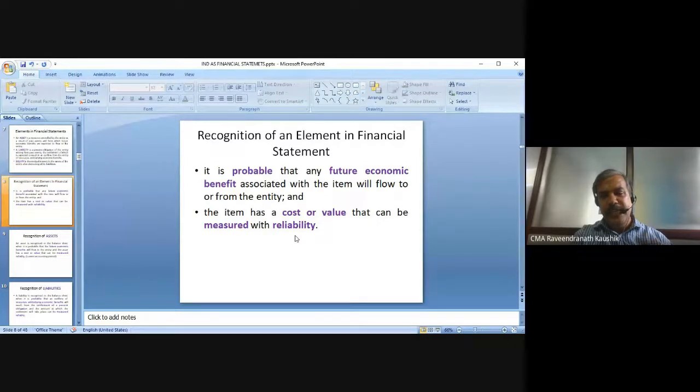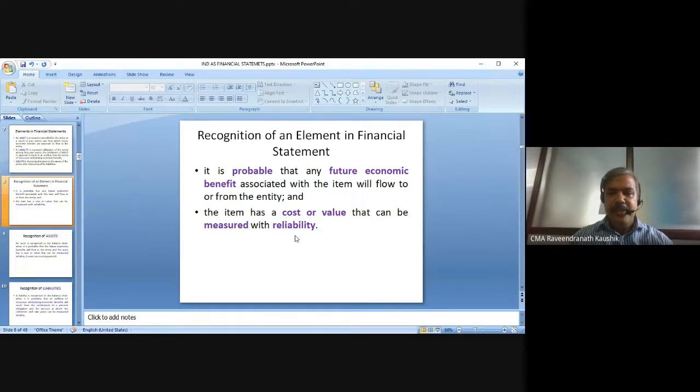Anything you need to recognize should be measured with reliability. That's what they're telling. Reliability means something within an arm's length transaction. If anyone tomorrow asks you how you measured this, there should be some justification from your side that the process you followed doesn't lack in some hindrances. That should not happen. If it is lacking, or if it has a lot of shortcomings, then the reliability factor is questioned. Reliability means something which we need to rely upon.